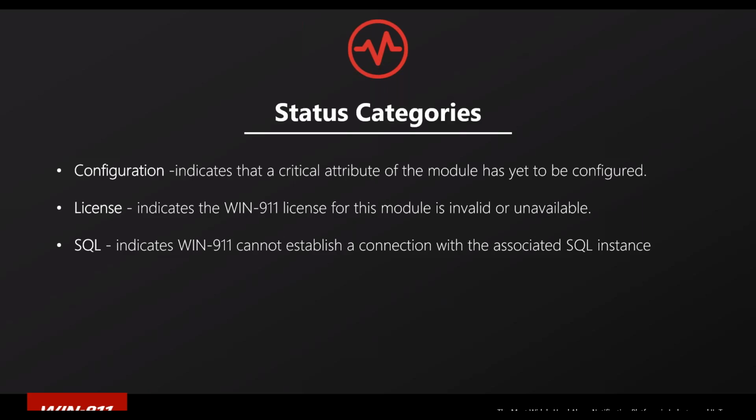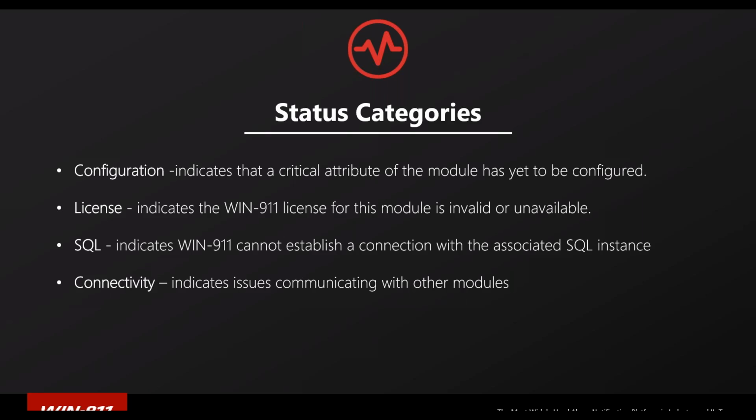Next one is SQL. This will indicate to you that there is a problem with WIN-911 establishing a connection to a SQL server, your SQL instance, where all your configuration information is stored. So obviously, if you can't talk to SQL, that's a big problem. That'll help you troubleshoot a problem if your module isn't working, if your WIN-911 system is not working as expected. You can go to this status screen. It will tell you, hey, this particular module is not able to connect to a SQL server. And then last is connectivity.